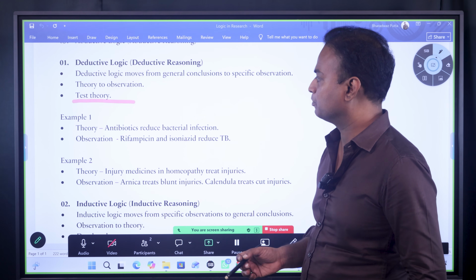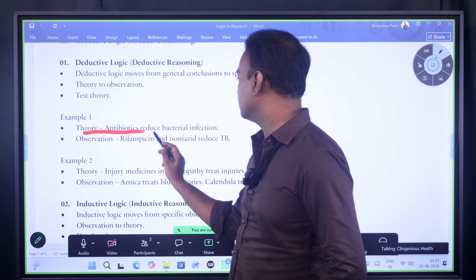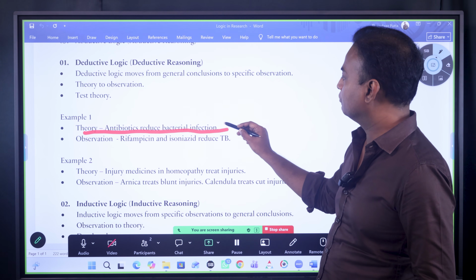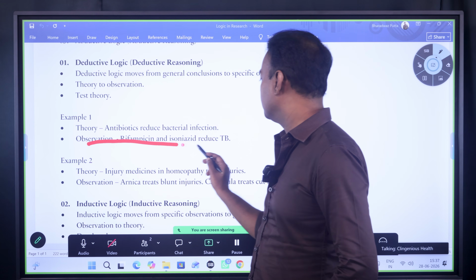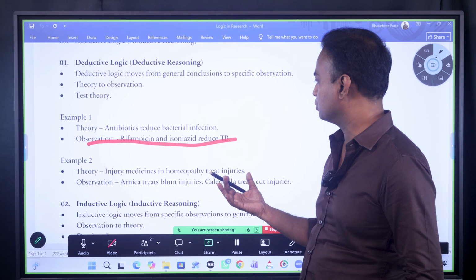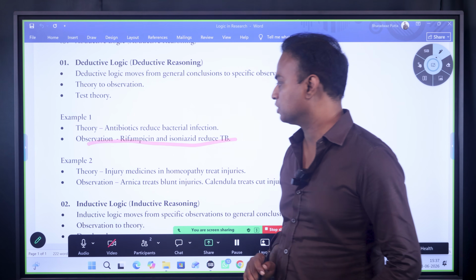So I have taken two examples. First one, what is the theory? Antibiotics reduce bacterial infection. This is the theory. And what is the observation? From theory to observation. Rifampicin reduces TB. This is the antibiotic that kills the tuberculosis bacteria. That's the reason. From theory we have moved to observation.